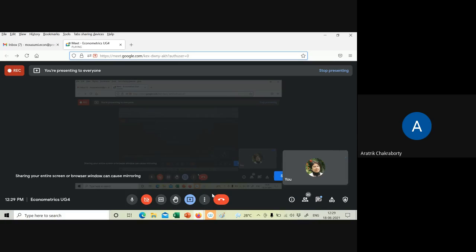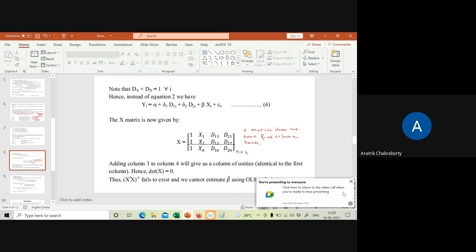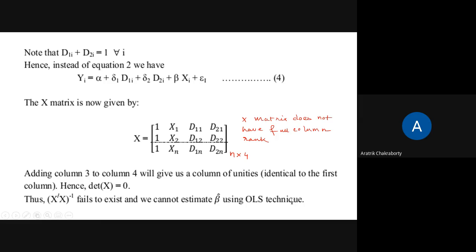Ma'am, in that gender example, if we have two categories, male and female, so one dummy variable, say d1i, will be equal to 1 if male and 0 otherwise, and we'll have d2i equal to 1 if female and 0 otherwise.